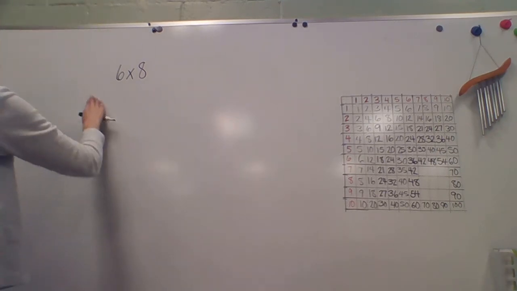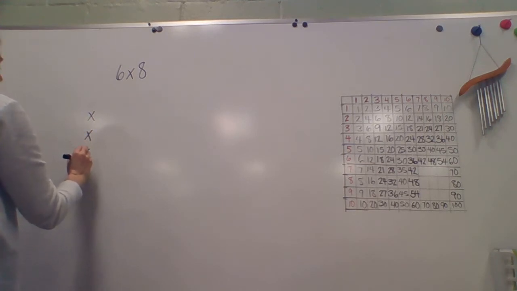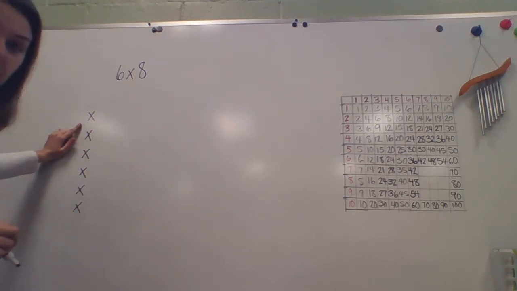So I'm going to go ahead and start with an array to show that. I have 6 rows, 1, 2, 3, 4, 5, 6. Like my pumpkins?